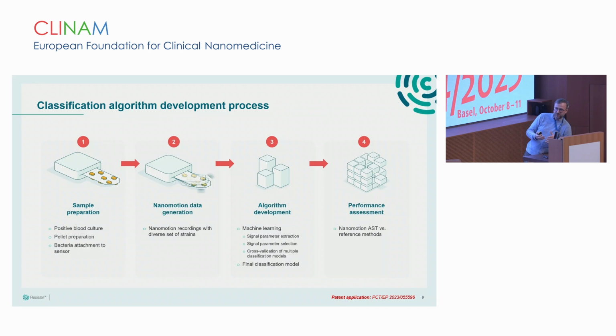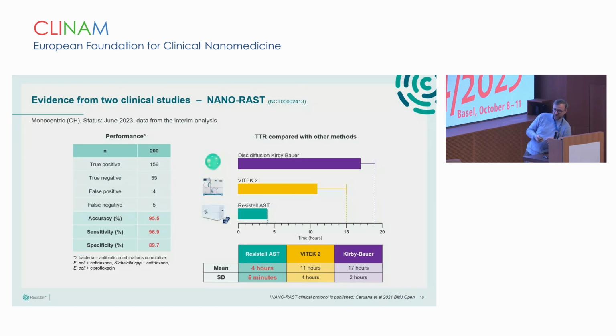We extract signal parameters. This is on a very big scale, we're talking about 100,000 different signal parameters. We have selection algorithms to select the informative signal parameters. In the end, it usually ends up with 5 to 6 signal parameters that can classify susceptible versus resistant nicely. So it's a qualitative, not a quantitative model. You have a model, and you test that on a validation set. These are real patient samples, real blood cultures. And then you go into the clinic.